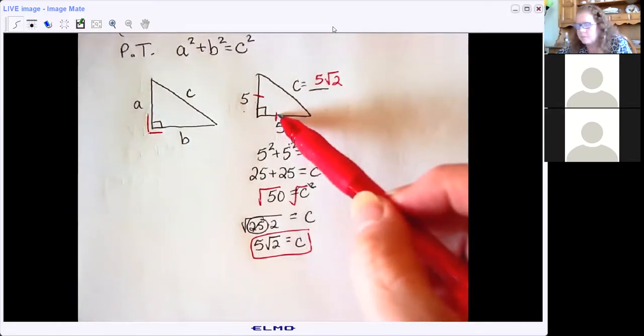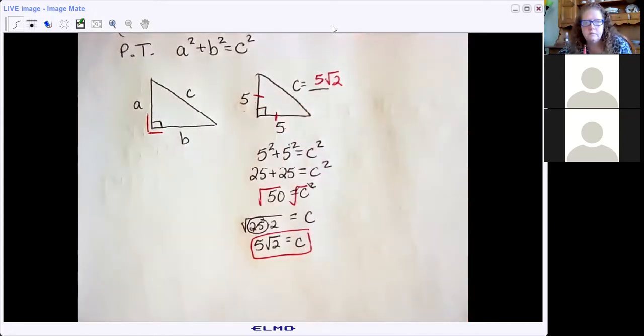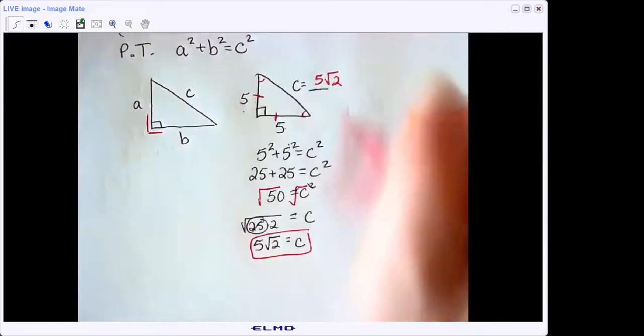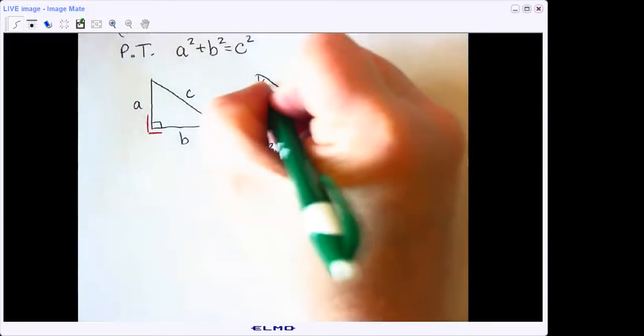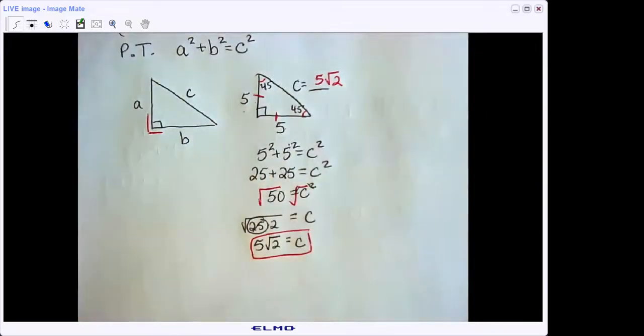But some of you may remember from last semester, if the two sides are equal, what else is equal? The angles. Angles opposite them. Very good. So that means that this angle would equal this one. So these would actually have to be 45. So what we're developing here only works for right triangles that have 45, 45, 90.